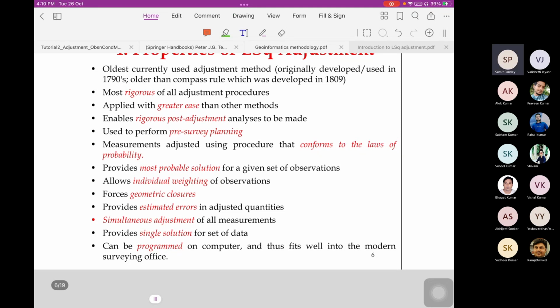Sir, what is the meaning of forces geometric closures? Yes, where, which point? Forces geometric closures. Yes, what does forces geometric closure mean?